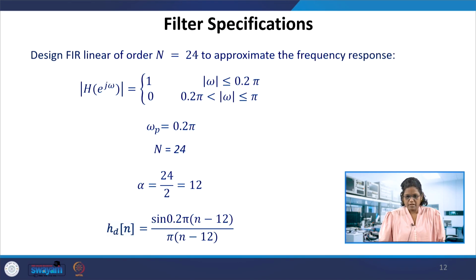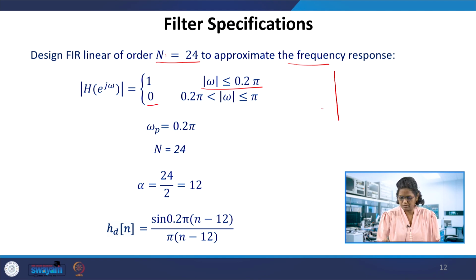So this is another example, which is the design of an FIR filter with n equal to 24. Here the filter order is specified, and we use n minus 1 as the order, so here the order is specified, taking n as 24. The desired frequency response of the filter, H of e to the j omega, is 1 for omega up to 0.2 pi, and it is 0 from 0.2 pi to pi.